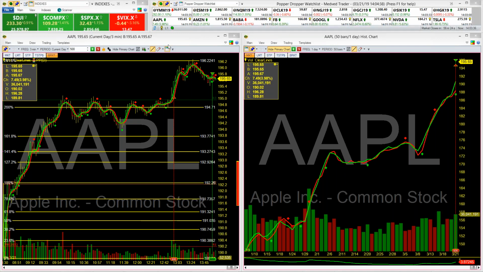Our initial product is the Clear Lines, which are based off of the WiseTrade red and green lines. It's not the same exact algorithm because I don't own that algorithm. I did try to purchase it, but they would not sell it. So we got this as close as we could possibly do it without crossing any lines, so to speak.